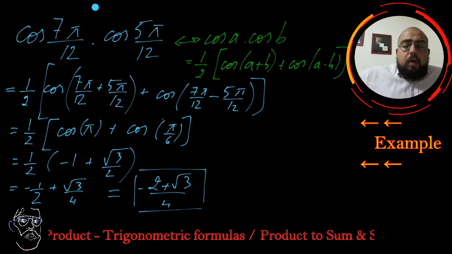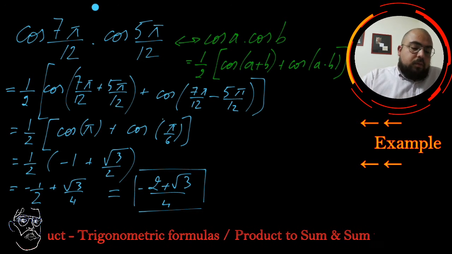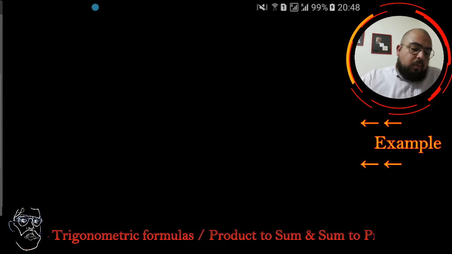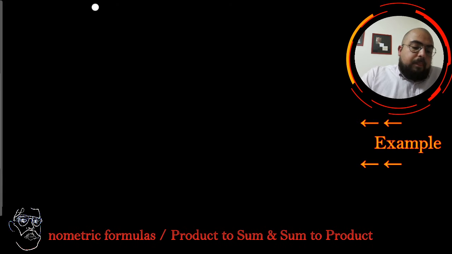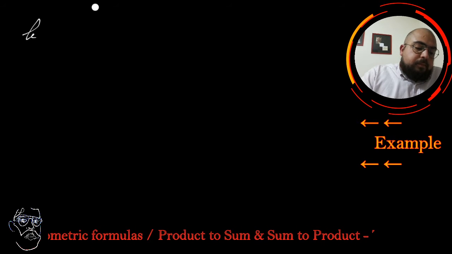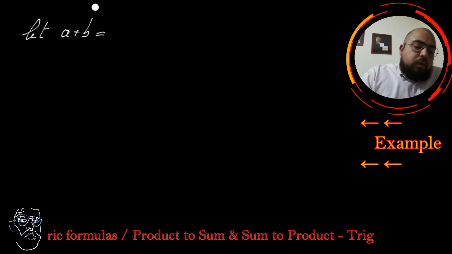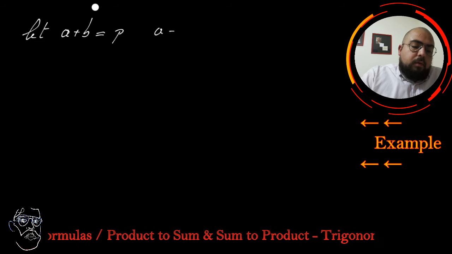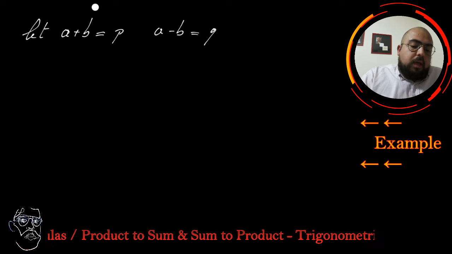Now, how do we transform the sum into product? So let's start. In this case, we're going to use again the previous formulas. We just have to say that let a plus b equal to p, and a minus b is equal to q.